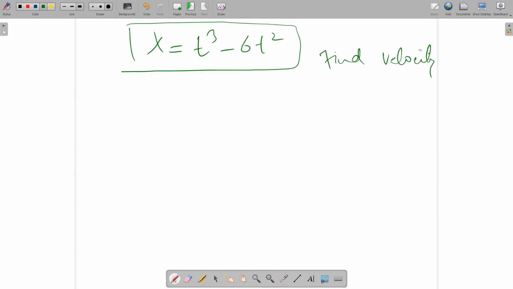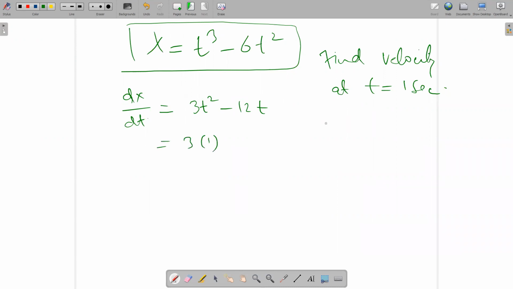So if he is asking, find the velocity at t is equal to 1 second, it means he is asking the instantaneous velocity. So what you will do? dx over dt. You will find the derivative. So this derivative will be 3t square minus 12t, like this one. So you will put here t is equal to 1 second. You will put this value and solve it. And the answer is minus 9 meter per second. And this is your instantaneous velocity.